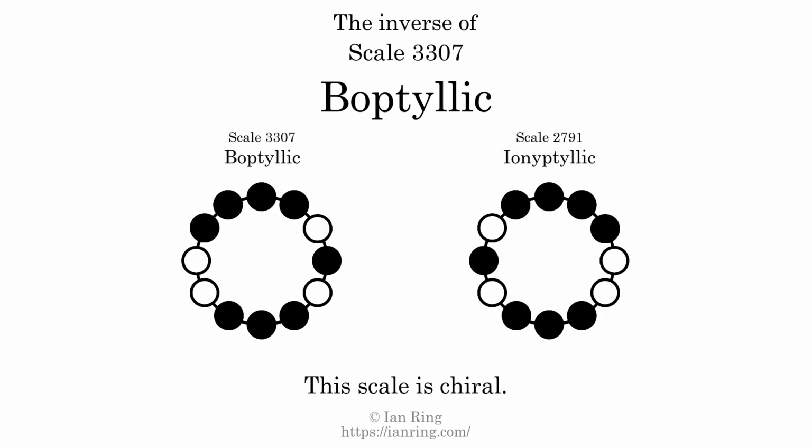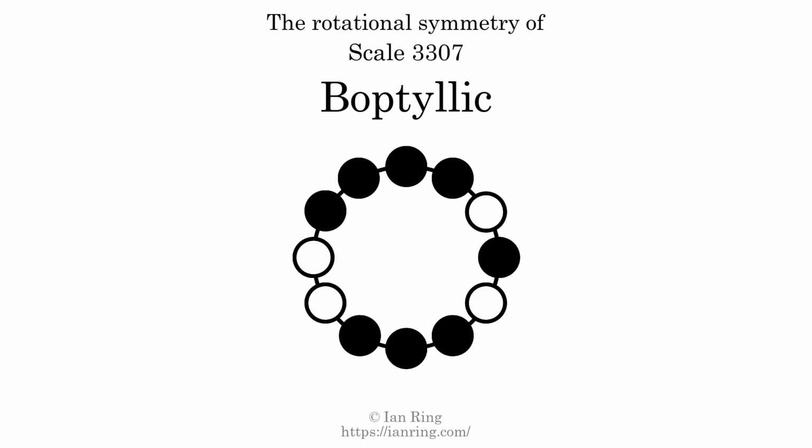The inverse of a scale is a mirror image. It is what you get when the sequence of intervals is reversed. The inverse of this scale is scale 2791, also known as Boptyllic. This scale is chiral. It cannot transform into its inverse by rotational transformation. This scale has no rotational symmetry.